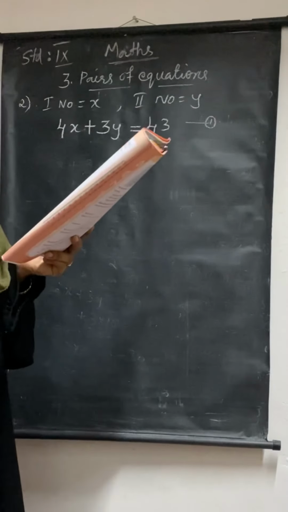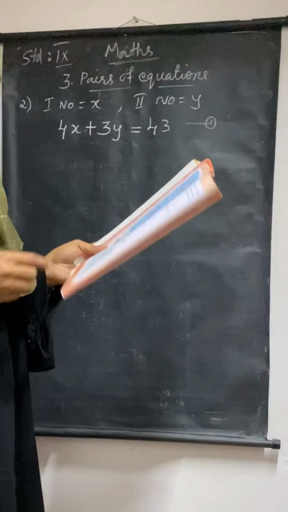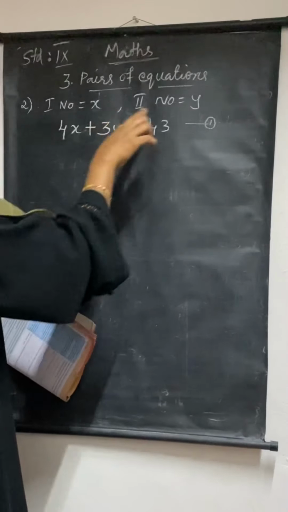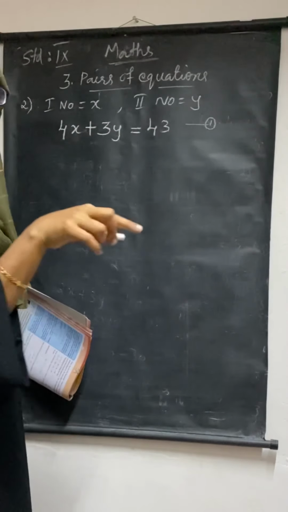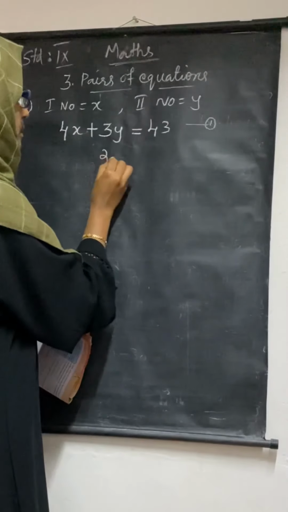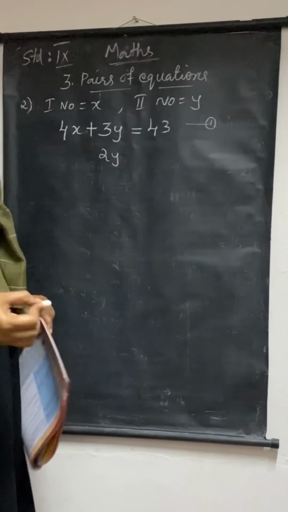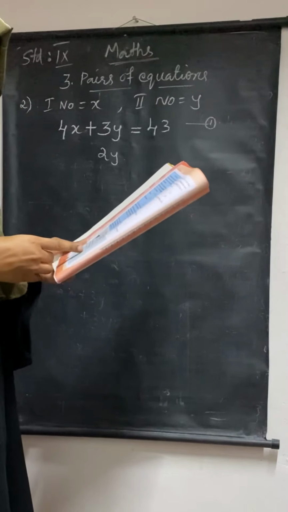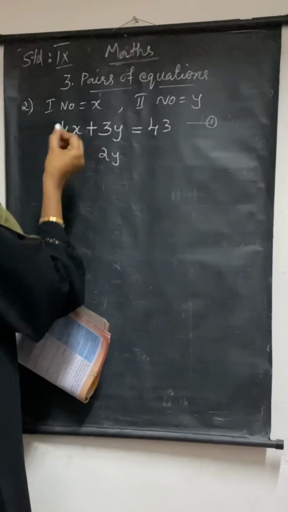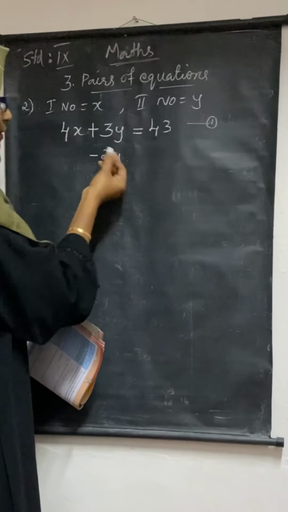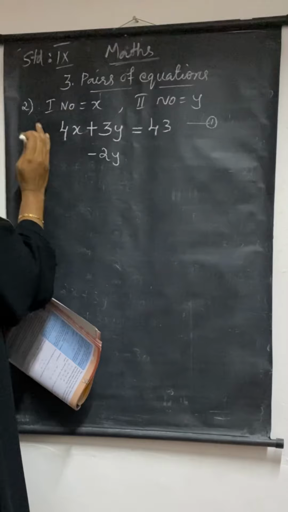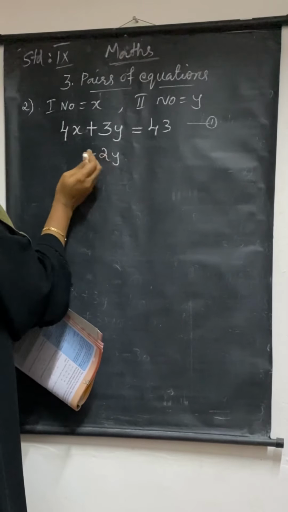Now we'll see the next equation. 2 times the second number. Which is the second number? y. 2 times the second number means 2y. 2 times the second number subtracted from. So subtracted means minus. Subtracted from means there is one more number previously, okay.